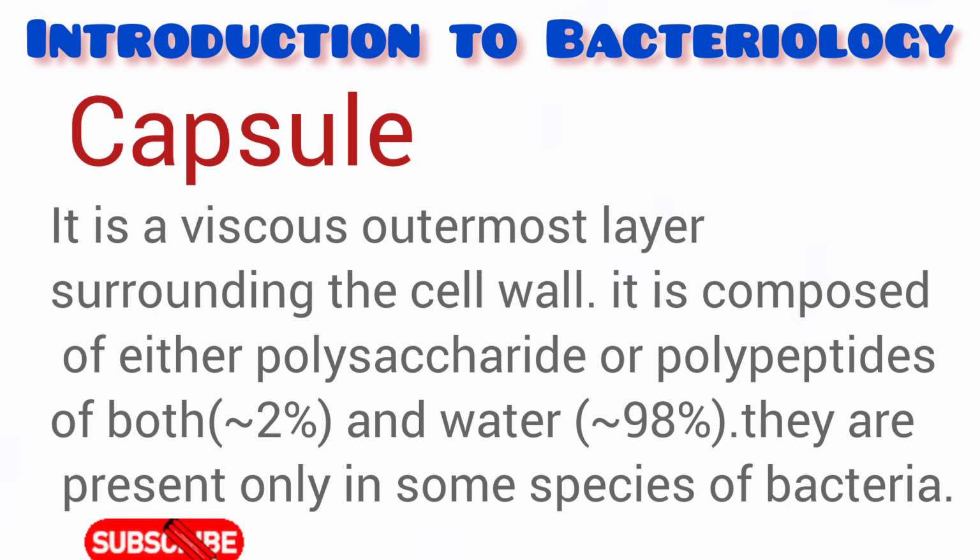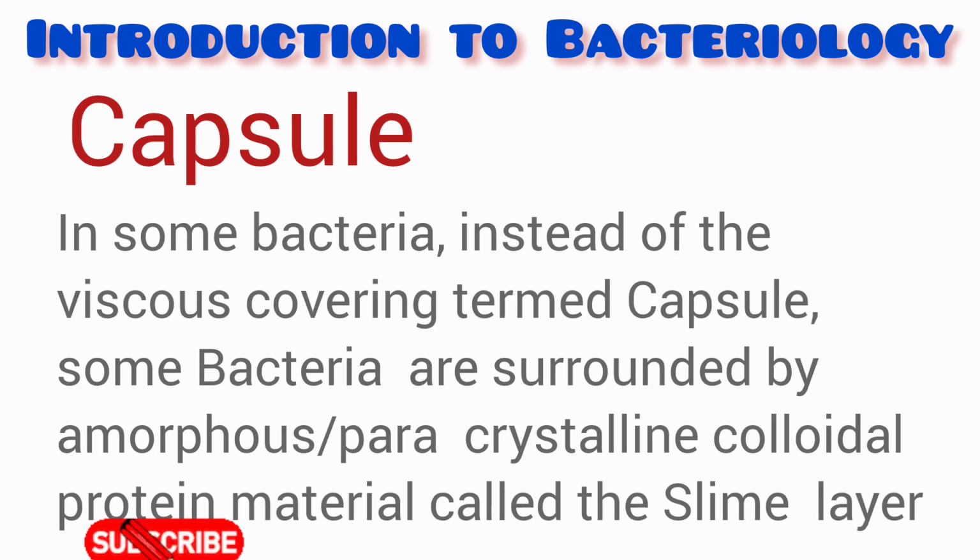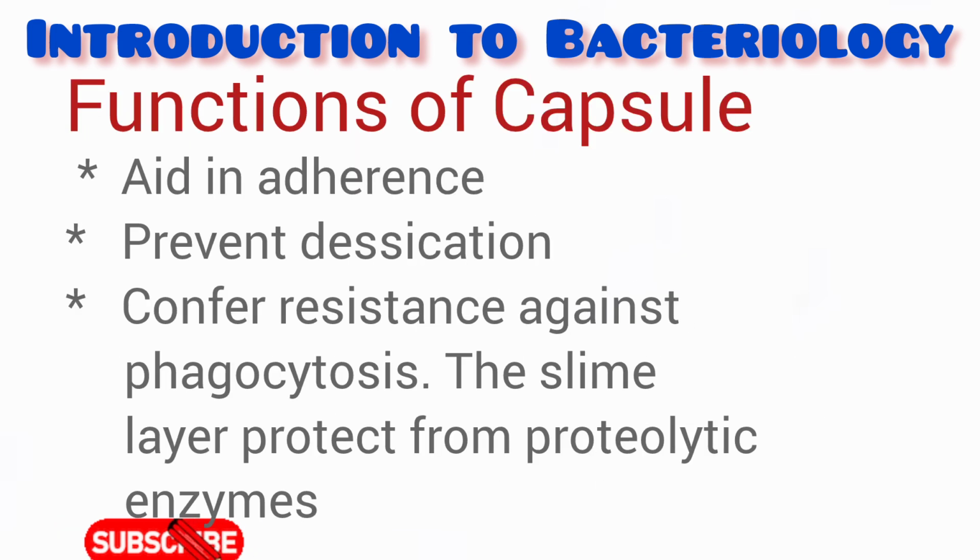They are present only in some species of bacteria. There are 2 types of capsule. These include the macrocapsule and the microcapsule. In some bacteria, instead of the viscous covering called capsule, some bacteria are actually surrounded by an amorphous or paracrystalline colloidal protein material called the slime layer.